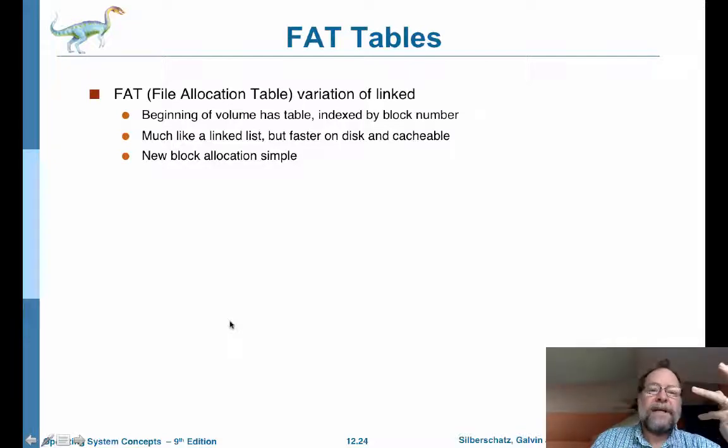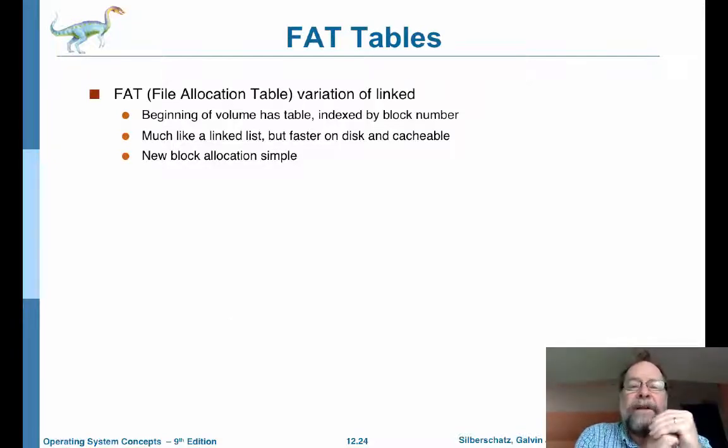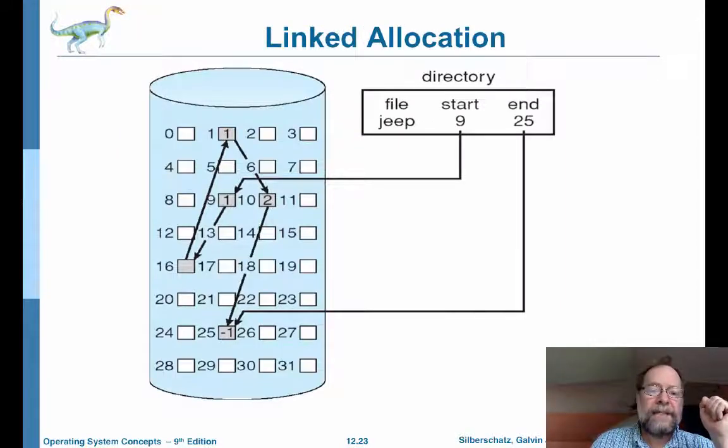The FAT tables are a variation of the linked storage technique. This technique was actually used by MS-DOS. And the idea here is that rather than storing the pointers to the blocks in each of the data blocks, so in this case, you've got one pointer stored in each of the blocks, scattered around like this.